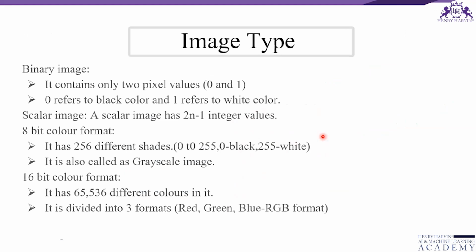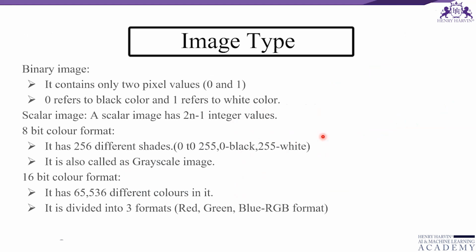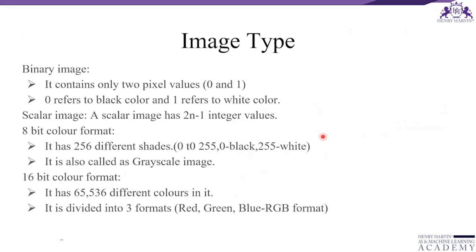Now, when we talk about image types, a binary image contains only two pixel values, say 0 and 1. 0 refers to black color and 1 refers to white color. What is a scalar image? A scalar image has 2 power n minus 1 integer values. Let us try to understand this.